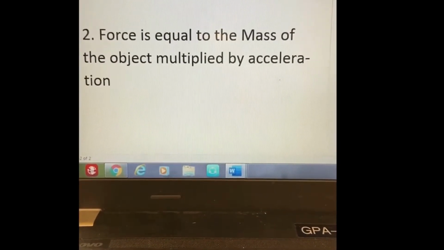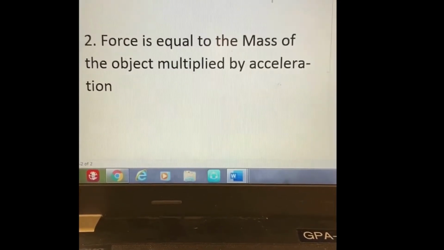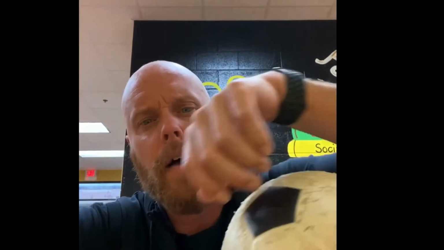Force is equal to the mass of the object multiplied by its acceleration. Okay, there's a lot of higher order science words there. So let's keep it simple. What Law 2 says is the heavier something is, the harder it is to move it. Now, this soccer ball is not that heavy, but the more force I put into it, the further and faster it's going to go.